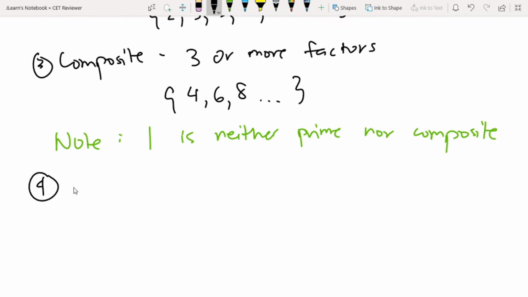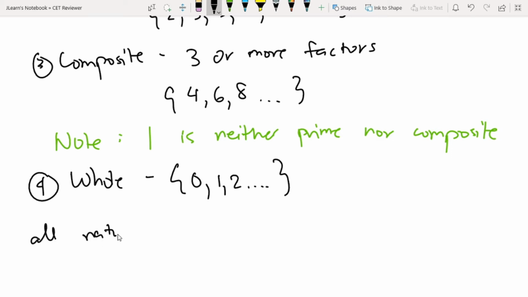Next na we need to learn is whole numbers. Okay? So, whole numbers basically ay counting numbers pero may kasama ng 0. Okay? So, 0, 1, 2, dot. Okay? Yun lang yun. So, basically, all natural numbers are whole numbers. Okay?